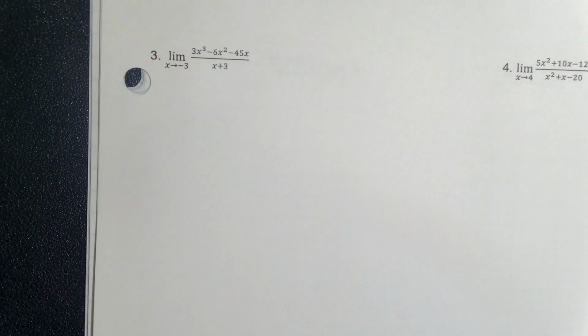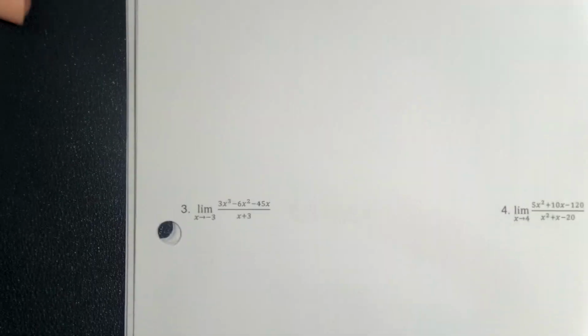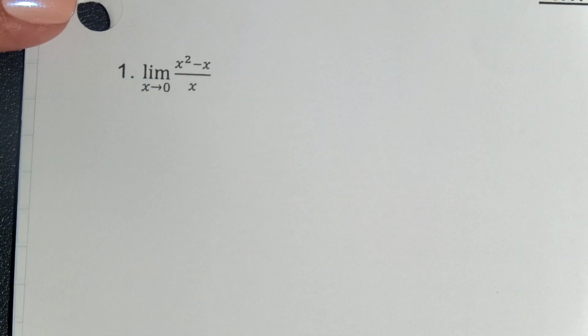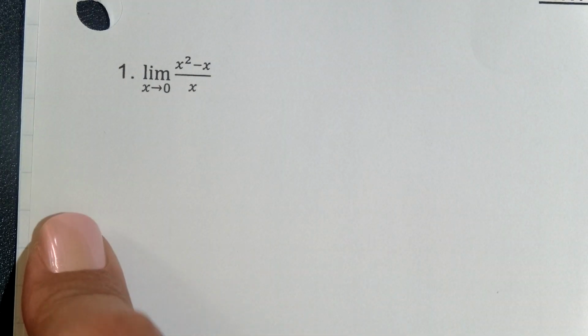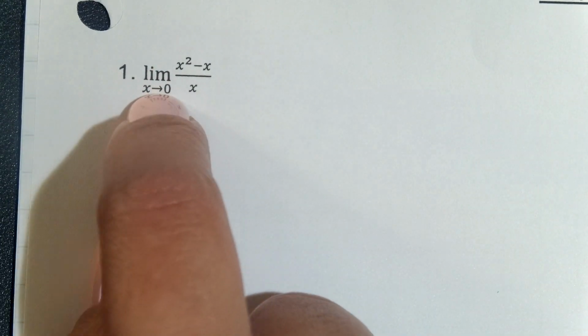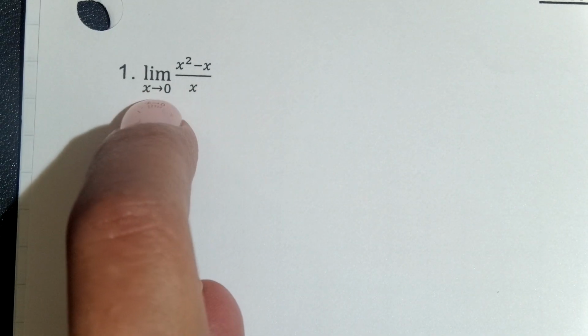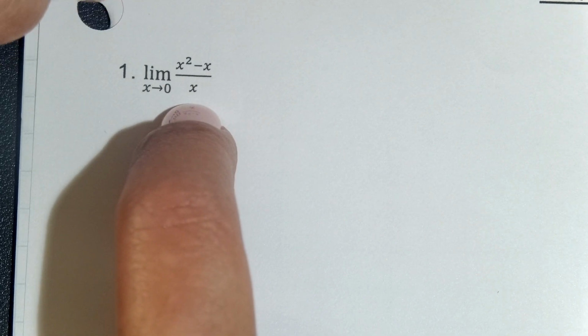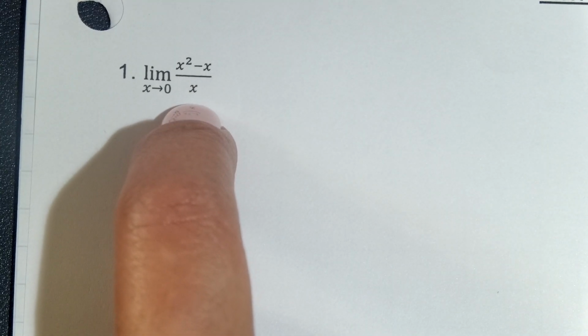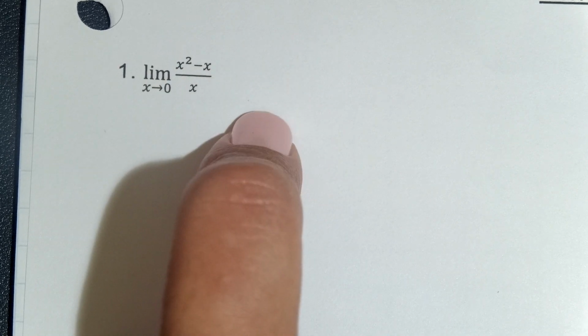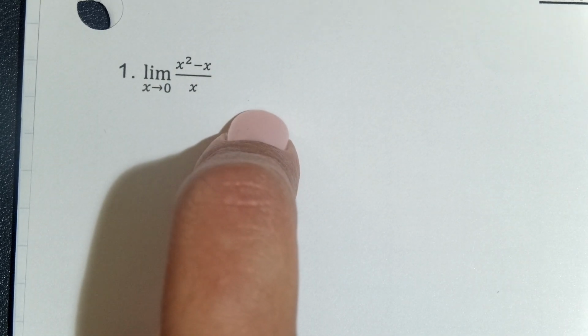All right, seniors, let's bring it back. All right, so let's look at this first one. If we substitute in 0 first, we will notice that we will be dividing by 0. You cannot divide by 0. So, because we can't divide by 0, we need to see if we can factor out something, cancel it, and see if we can evaluate it.